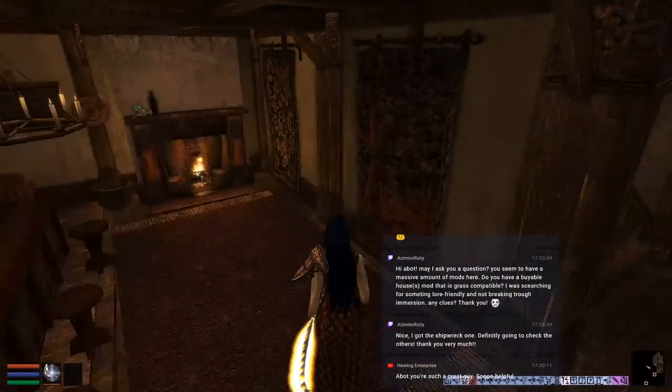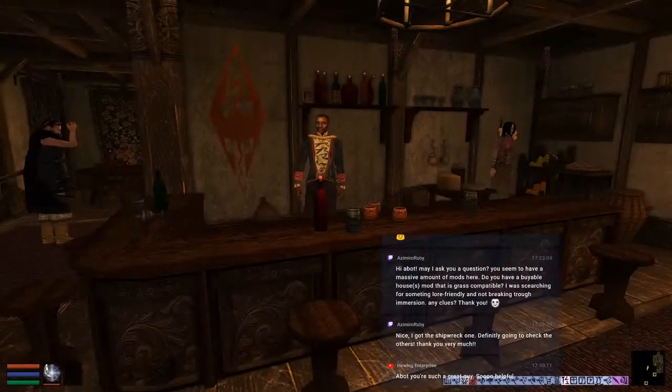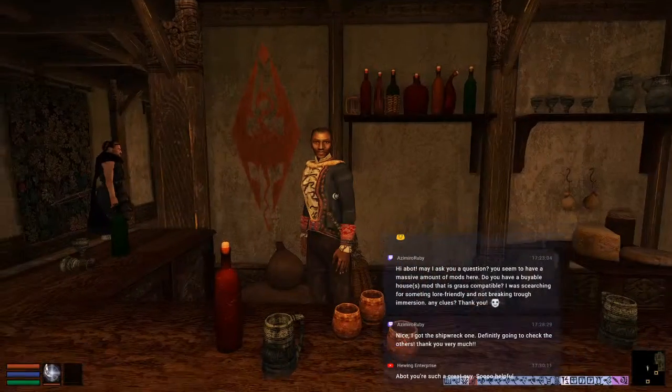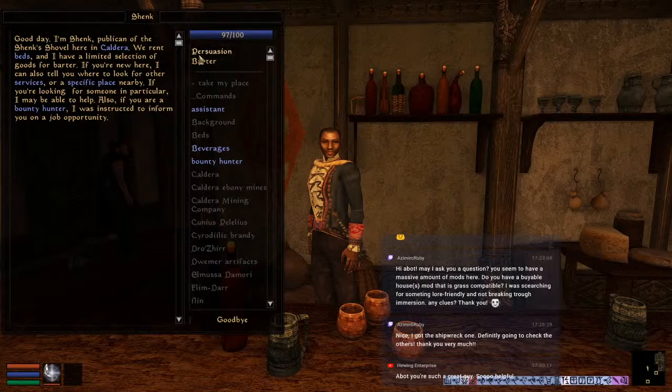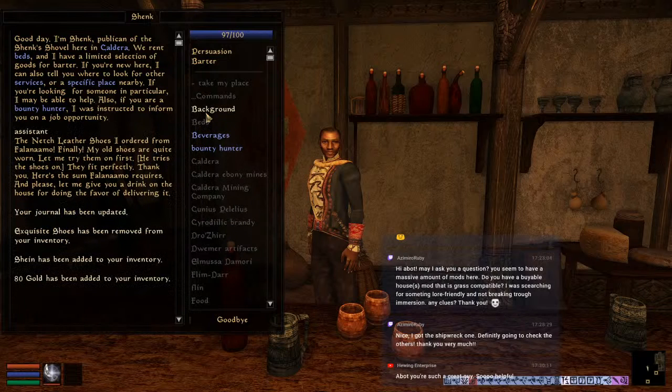And enter Shank's shower. And the Nord leather shoes I ordered from Falanamo. Finally! My old shoes are quite worn. Shank thanked me for delivering the pair of shoes to him. I should return to Falanamo now.